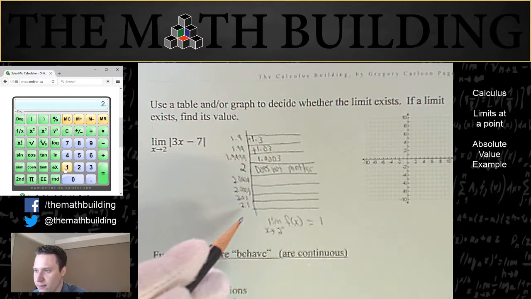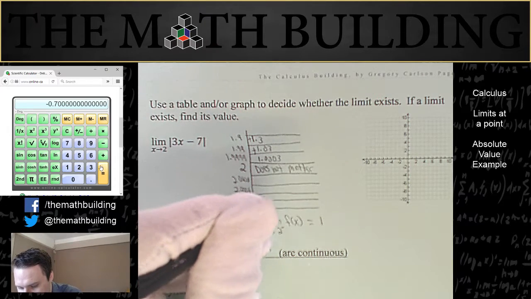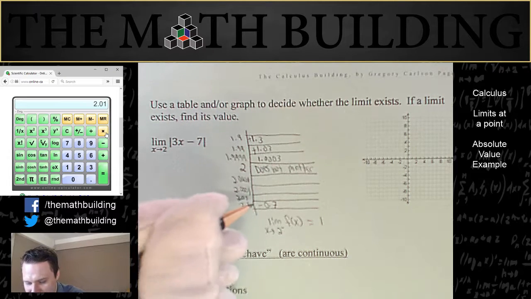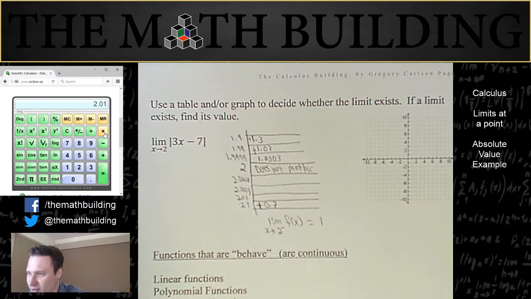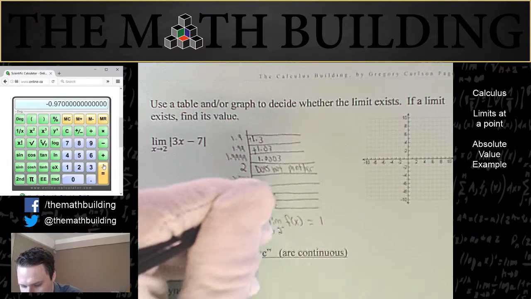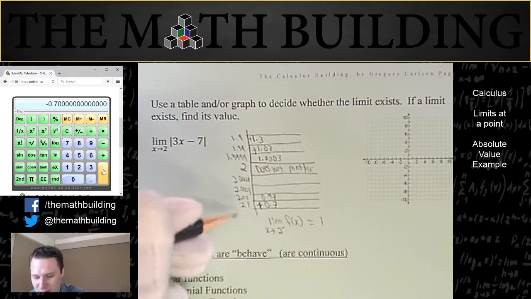Let's plug in 2.1 times 3 minus 7. We get negative 0.7. Let's try plugging in 2.01. Oh, and once again, take the absolute value of it, which will make it positive. So let's try plugging in 2.01 times 3 minus 7. We get positive 0.97. That makes me feel like I did something wrong here. Let's try that again. 2.1 times 3 minus 7. No, that was right. Okay.